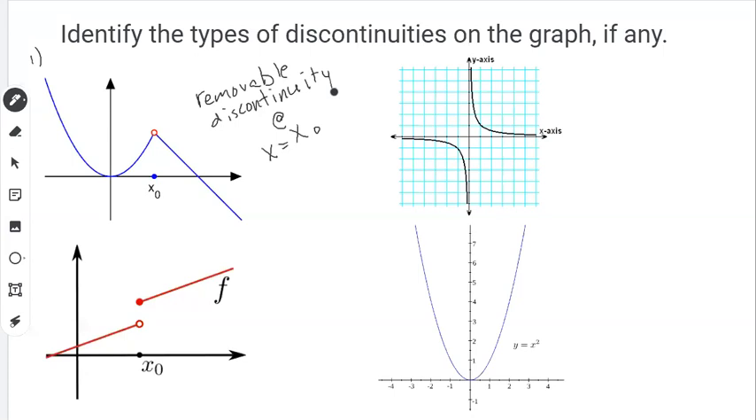Okay, let's look at the one below it. This one is number 2. So let's talk about this one. What type of discontinuity do you see right here? Is it removable? Is it jump? Or is it infinite? What do you think? If you think you know it, go ahead and put it in the chat box. Is it removable? Is it jump? Or is it infinite?